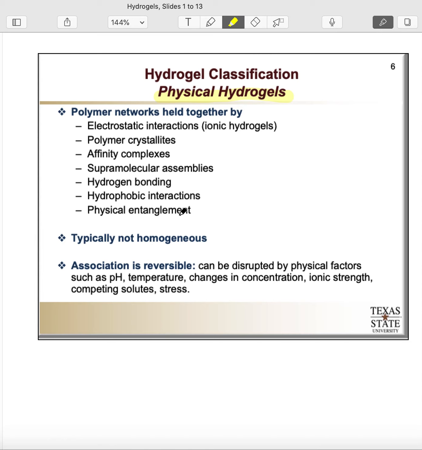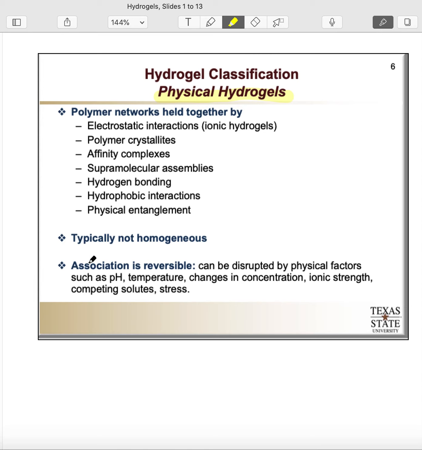As we mentioned, typically these type of hydrogels are not homogeneous because you would typically have clusters of entanglements or regions that are hydrophobic and crystalline versus amorphous regions. And the crosslinks are typically going to be clusters that are bringing together the chains. So you would end up with a non-homogeneous system.